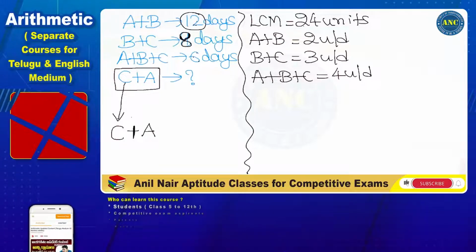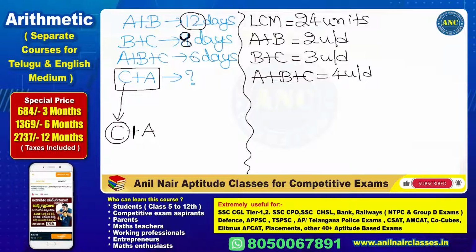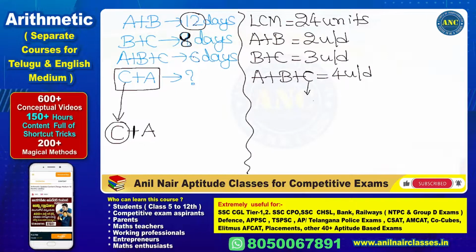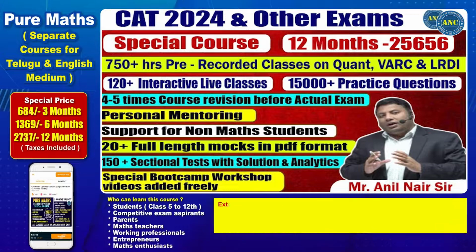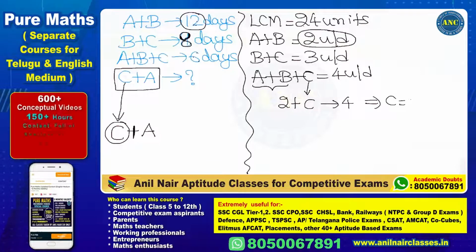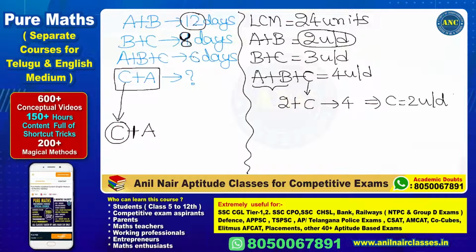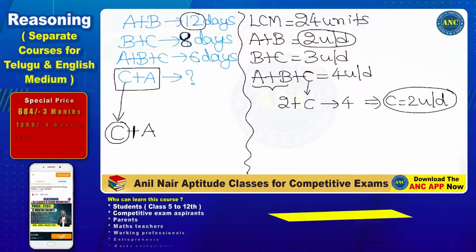No. So, first let us find out the capacity of C. If you want to find the capacity of C, keep C as it is. What is A plus B? A plus B is 2 units per day. 2 plus C is equal to 4. C value will be 4 minus 2. It is 2 units per day. So the efficiency or the capacity of C is 2 units per day.